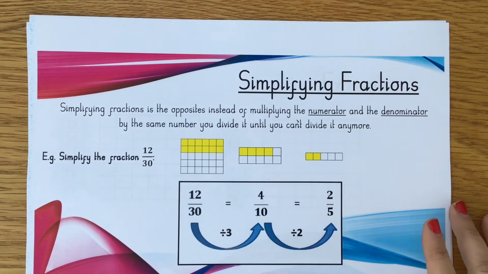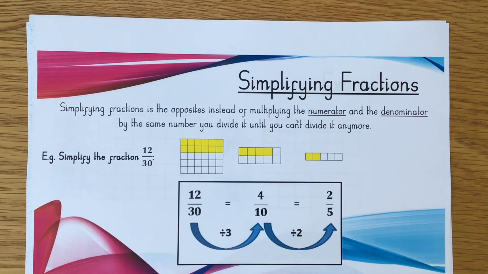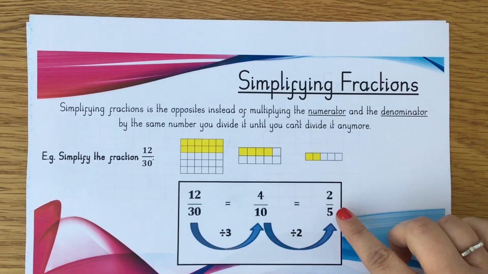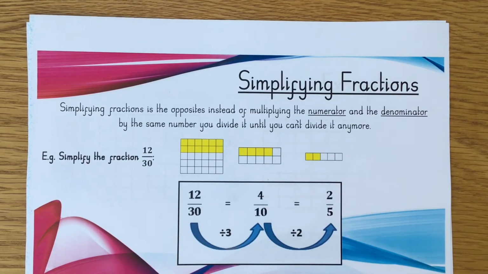Now this is the lowest form for this fraction that I can go down to, because there isn't a number that goes into both 5 and 2 equally. So this is the simplest form I can have the fraction 12/30ths.